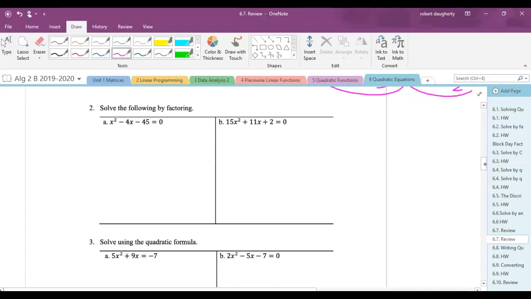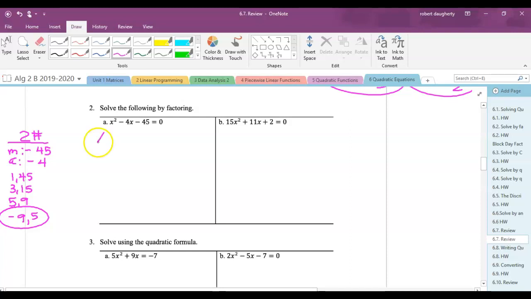Solve these two by factoring. Okay, so the first one has a 1 in front of the x squared term. This will factor if I can think of two numbers that multiply to give me a negative 45 and add together to give me a negative 4. Okay, that's going to be a negative 9 and a positive 5. But if I don't know that, what are the factors of 45? It's 1 and 45, 3 and 15, 5 and 9. And then it starts to repeat itself after that. The only way I can get a negative 4 out of that is if I had a negative 9, positive 5. Those numbers multiply to negative 45, add to negative 4.